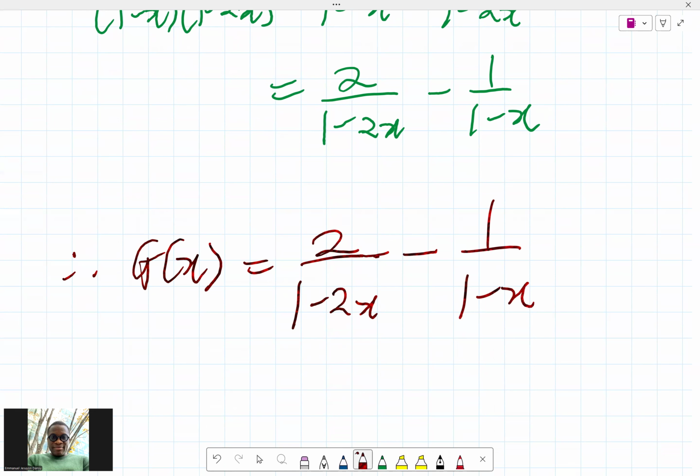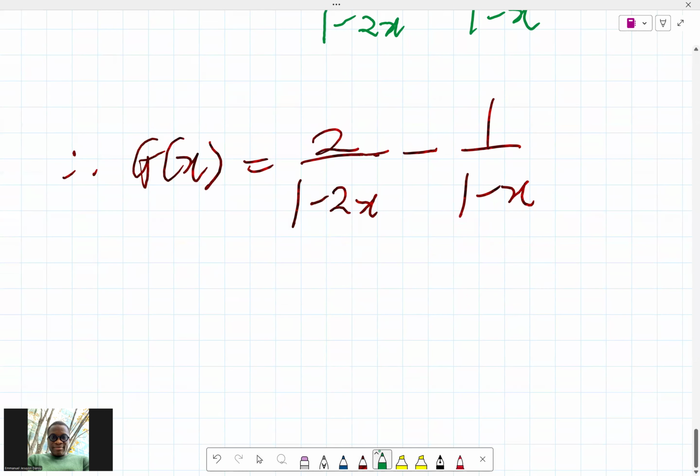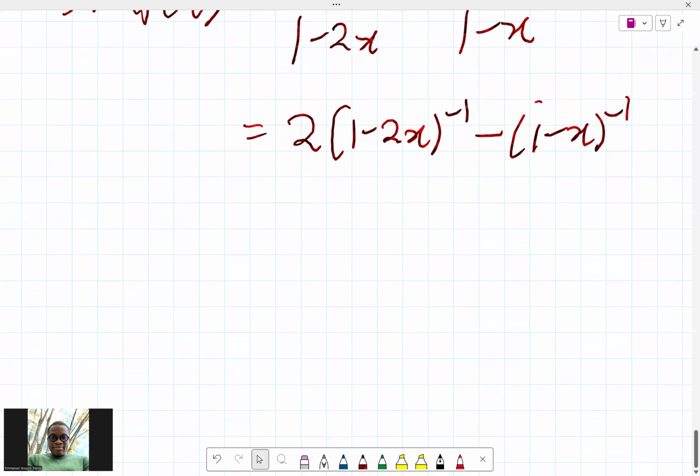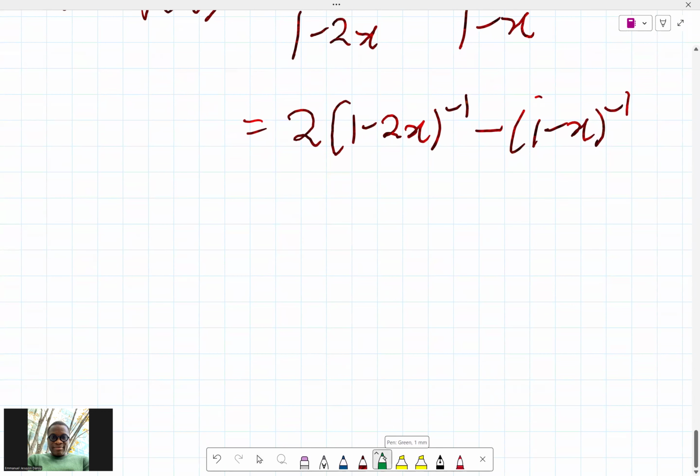But we have to write it as a summation like we always do, right? So we have to do that right now. In that case, we have 1 minus 2X. So we have 2 into 1 minus 2X raised by minus 1, minus 1 minus X raised by minus 1. So we can actually get them in form of summation. I'll just do the quick thing I do, 1 minus 2X raised by minus 1. We just get the first three or four terms to see the pattern.